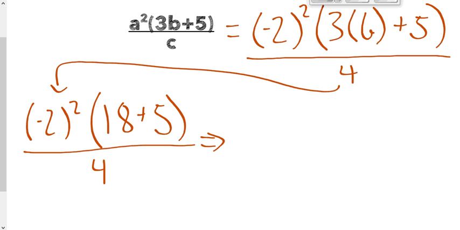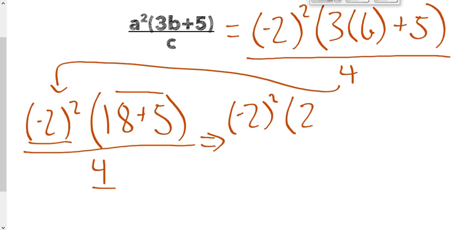Going to go right next door. I've got an exponent right here. I've got grouping right there. Or I could do that, right? I can't really do anything with that 4. So probably going to work with the grouping in the numerator. So -2 inside of parentheses squared times 18 plus 5 is 23. And then still over my 4.